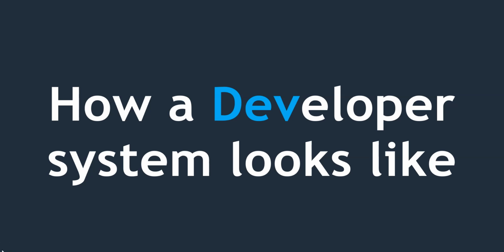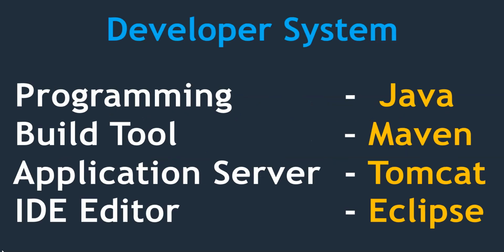As you know, there are different kinds of programming languages. In this example, let's treat me as a Java developer. If that is the case, I'm going to install these packages or software on my system. For the programming language, Java; build tool to build Java, we use Maven; application server, Tomcat; IDE editor, nothing but where I can write my program, that is Eclipse. So these are the minimum software or packages I install on my system.